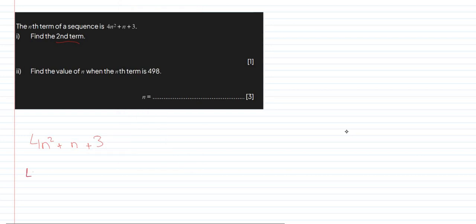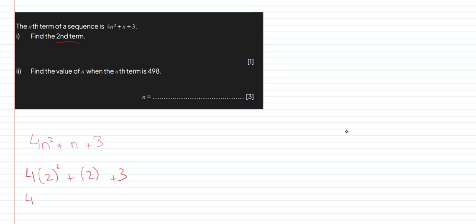So we will do 4. In place of n we will write 2. 2 squared plus, again in place of n we will write 2, plus 3. The reason why we wrote 2 is because the question asks us to find the second term.